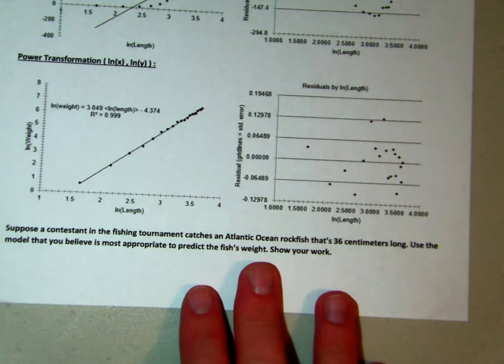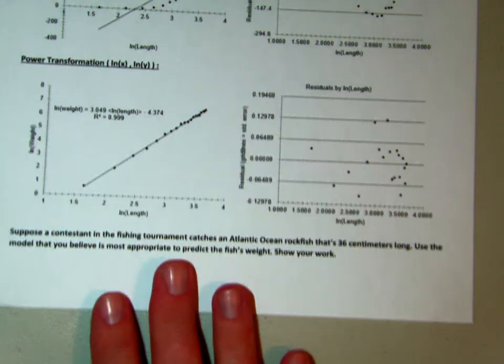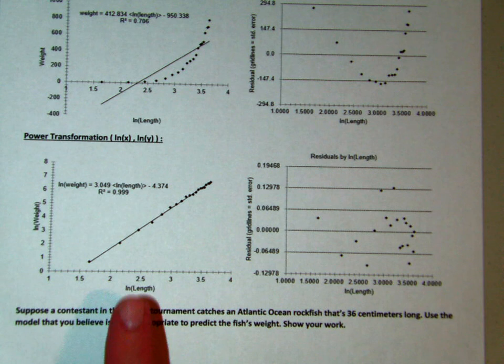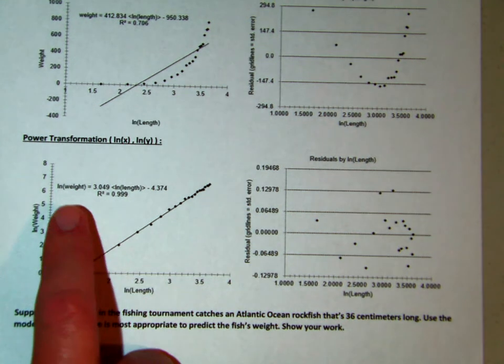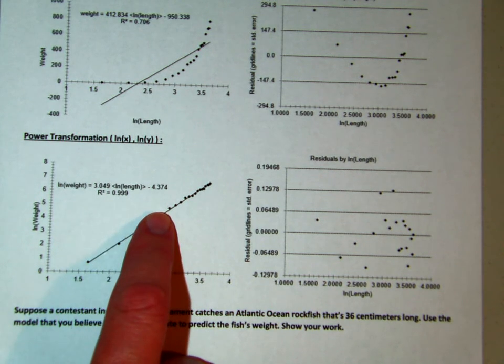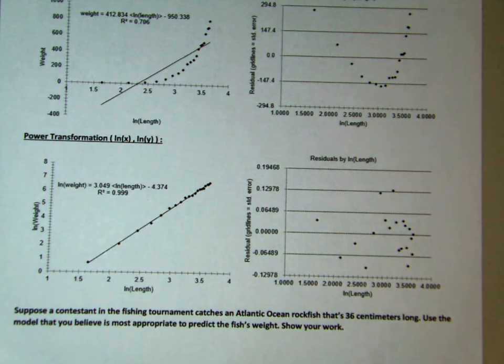All right, bottom of this handout. Suppose a contestant in a fishing tournament catches an Atlantic Ocean rockfish that's 36 centimeters long. Use the model that you believe is most appropriate to predict the fish's weight. So the one that's most appropriate, and it's not really even up for a debate, is the power transformation. So that's the ln of the weight is equal to 3.049 times the ln of the length minus the 4.374.